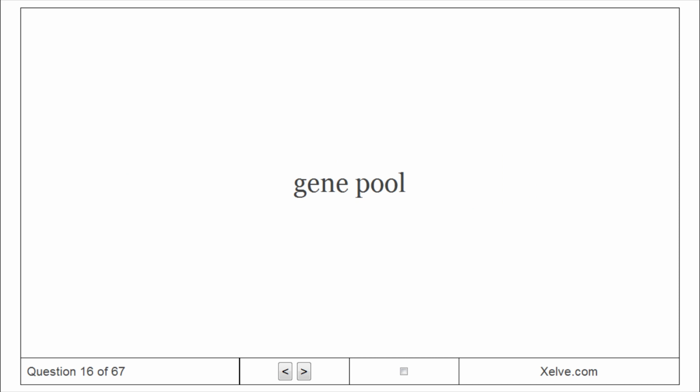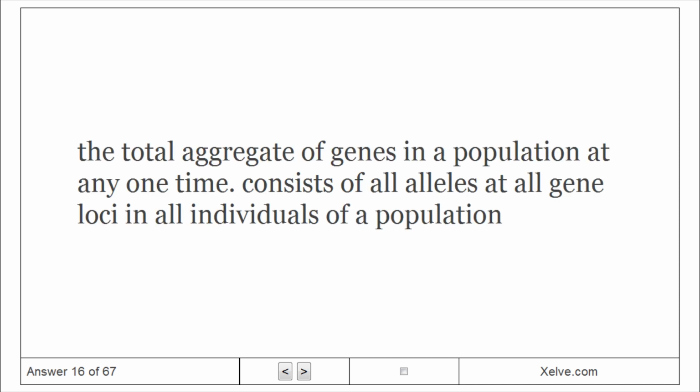Gene pool: the total aggregate of genes in a population at any one time, consisting of all alleles at all gene loci in all individuals of a population.